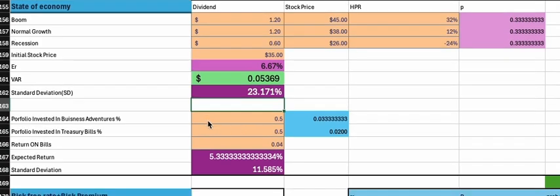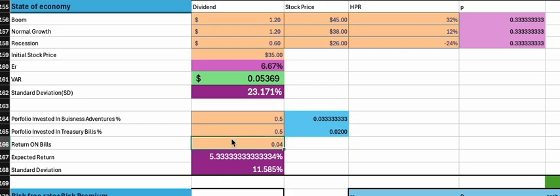Now below we're given 50% was invested in business adventures, and then the other 50% was invested in treasury bills. What we do here is we take our 50% and multiply that by our 6.67%, which gives us 0.03333, and you do the same for this, except you're going to multiply this by your return on bills, since this is the percentage in treasury bills, which gives you 0.0200.